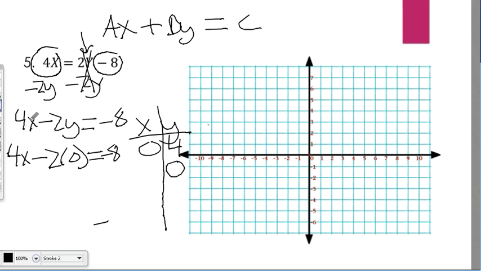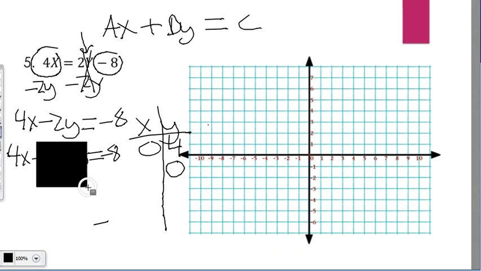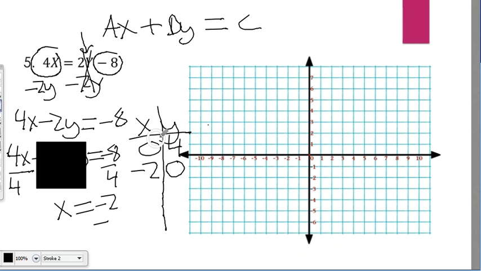And the negative 2 times 0 right here, when you multiply something by 0, it's going to totally wipe this term out. So now we just have 4 times x equals negative 8. We divide by negative 4 on both sides. X equals negative 2. So 0, 4 is right here. Negative 2, 0 is right here. And here is our line.